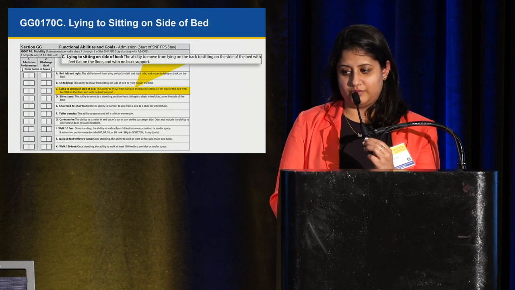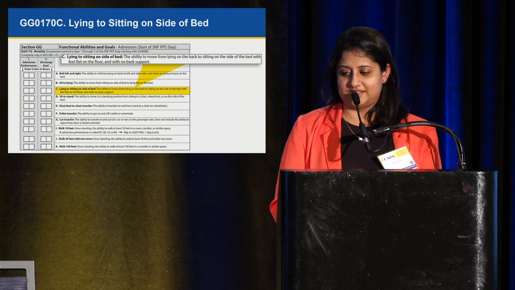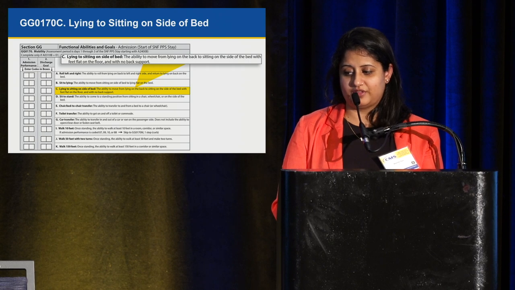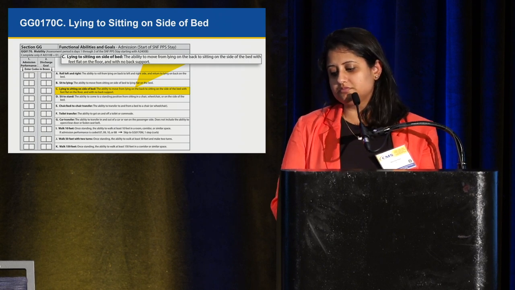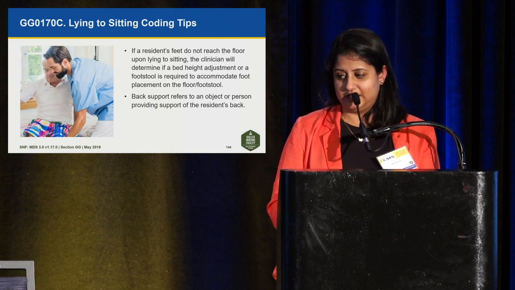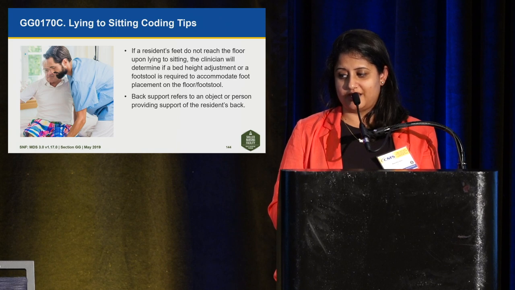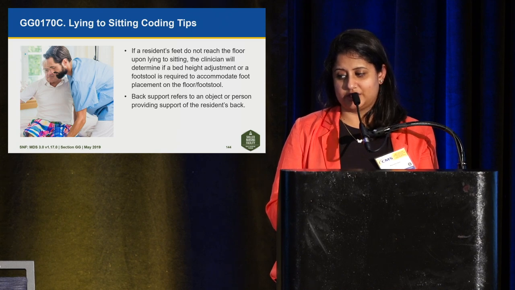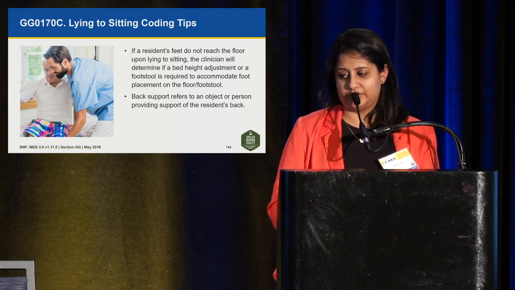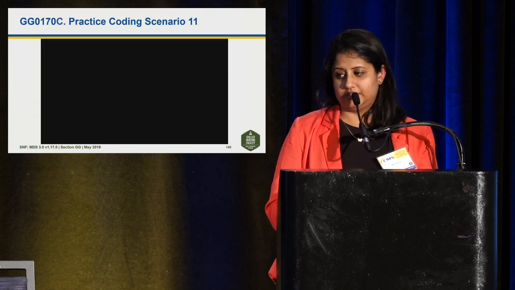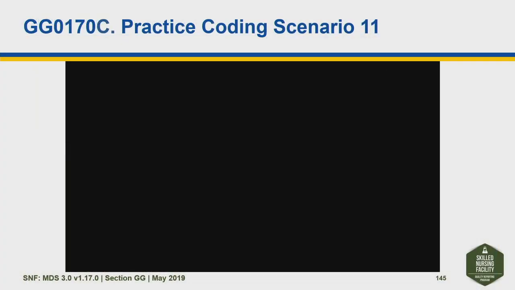Okay, next we have GG0170C, lying to sitting on the side of the bed. And this is the ability to move from lying on the back to sitting on the side of the bed with feet flat on the floor and with no back support. So here are some coding tips for GG0170C. If a resident's feet do not reach the floor upon lying to sitting, the clinician will determine if a bed height adjustment or footstool is required to accommodate foot placement on the floor or footstool. Back support refers to an object or person providing support of the resident's back. And here's a video on coding GG0170C.